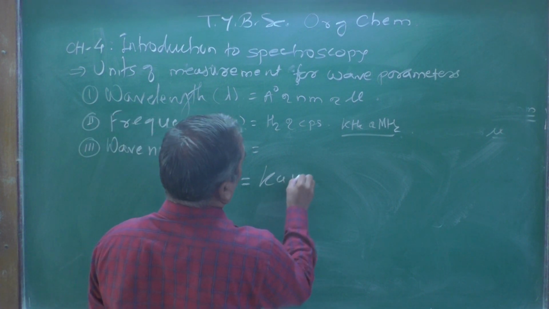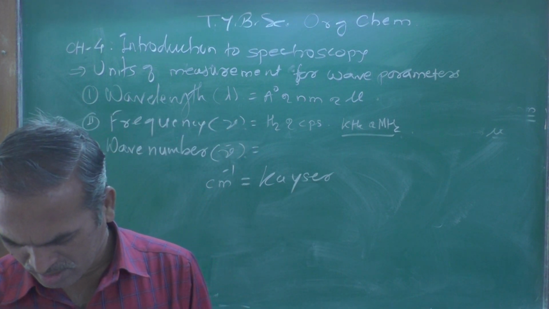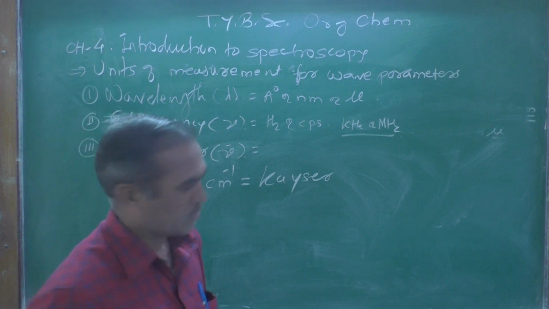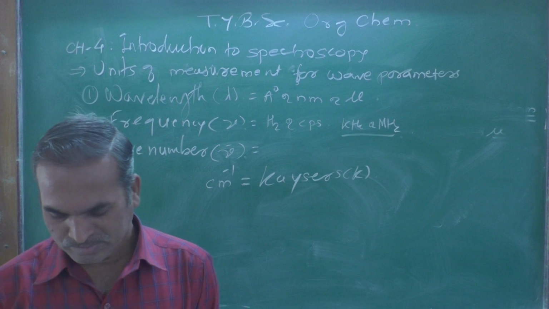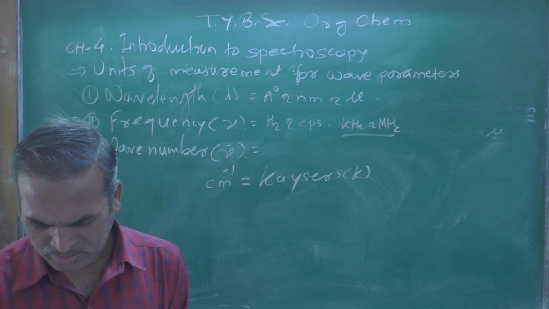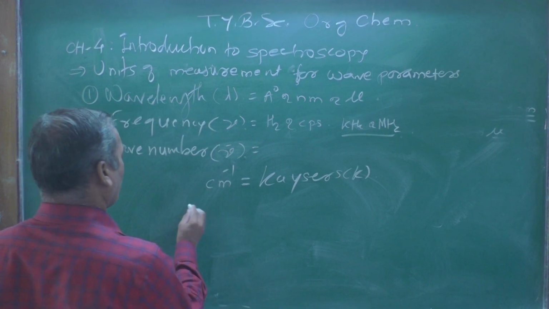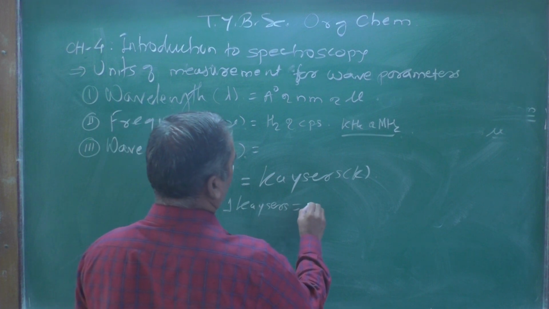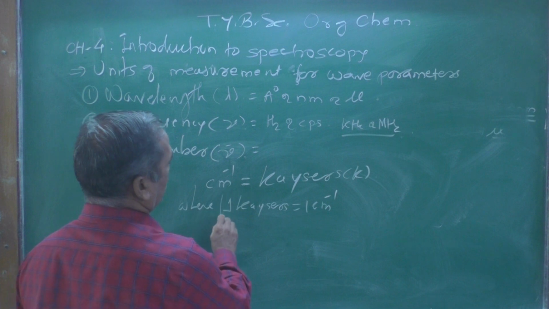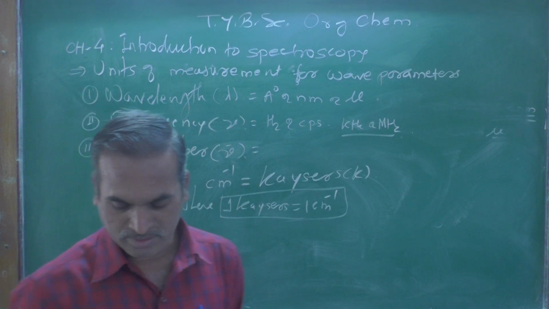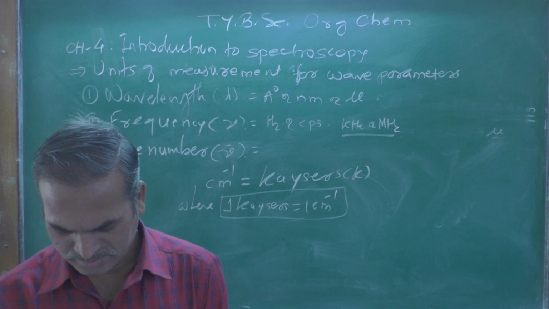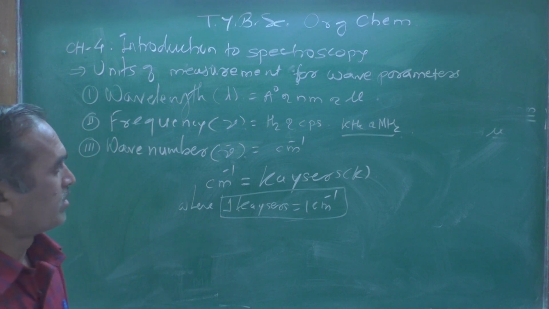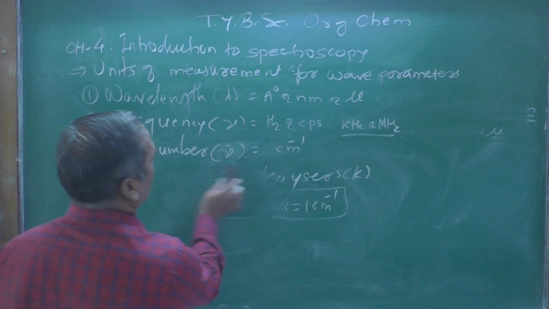Kayser, K-A-Y-S-E-R, or in brackets you can represent it as K, where 1 Kayser is equal to 1 per centimeter. So that is the relationship between Kayser and per centimeter. The unit of wave number will be per centimeter, which you can remember here.